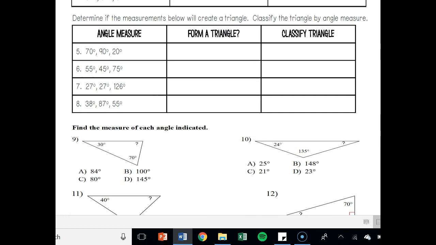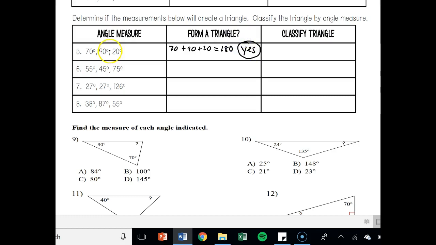At the bottom it says determine if the measures below will create a triangle and classify the triangle by angle measure. So this time, remember, in order for something to be a triangle, you have to add up the angles, and it has to be equal to 180. So for number 5, 70 plus 90 plus 20, does that equal 180? Well, 70 and 90 is 160, plus 20. Yep, that's 180. So because it's 180, you say yes, and you circle your answer.